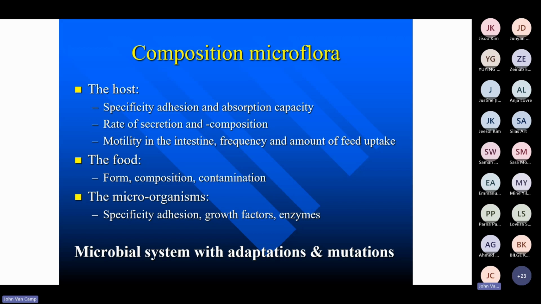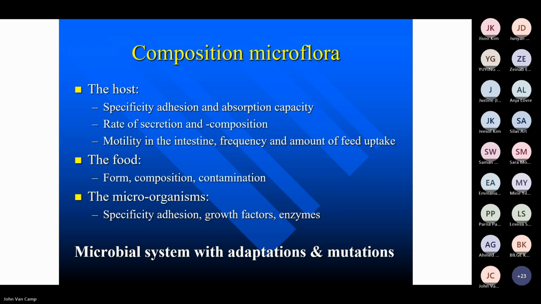So for the host, this is the specificity of the adhesion and the absorption capacity. So it means that if you want a microorganism to be active on human metabolism, the first thing you need to do is to see that the microorganism gets attached to the wall of the intestine. If it's not attached, then after a couple of times, it will just be removed by the fecal material. So it will be lost. So in order to have physical impact, you need to get it absorbed. So to do that, you need to know the adhesion positions and you need to know the absorption capacity of the wall.